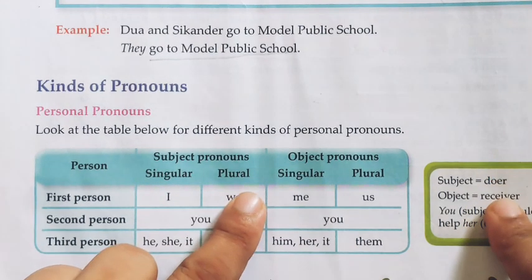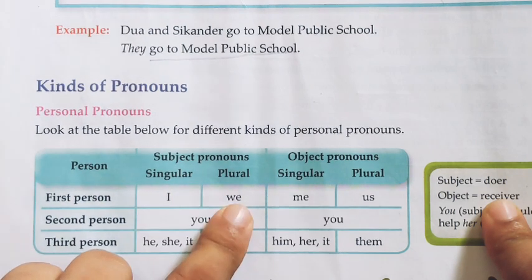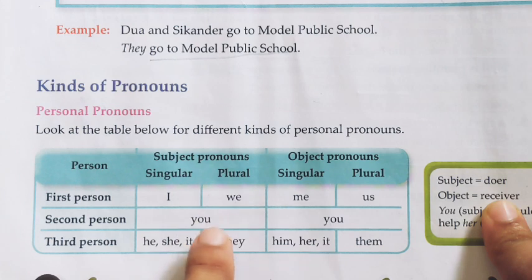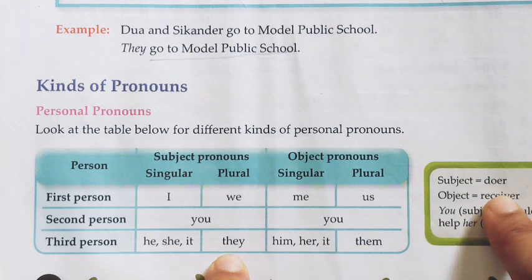Okay, so we have two types of singular pronouns for first person, I for singular, we for plural. Then we have second person, singular and plural, same pronoun for you. Then we have third person, so singular says he, she, it, and we have discussed that for plural we use they.